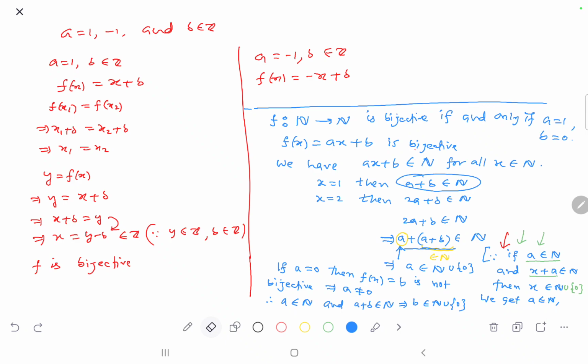But we will see that b must be 0, it cannot be non-zero. Okay. We assume here the bijectiveness. Then we are making the conclusion that a equals 1 and b equals 0, right? What we have now is a is a natural number and b is a natural number or 0. We'll first prove b is not equal to 0. First let me prove a equals 1.